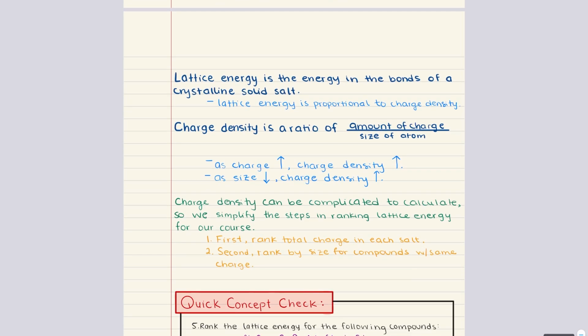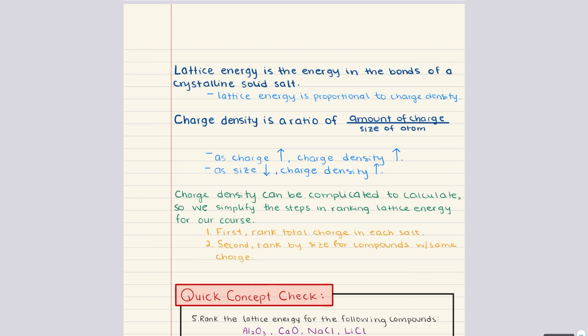Now that we've learned how to determine ionic formulas and understand their charge relationships, let's talk about lattice energy. This is going to be a really important concept in ionic bonding. Lattice energy is the energy stored in the bonds of a crystalline solid salt. It represents the strength of the electrostatic forces between the cations and anions in an ionic compound.